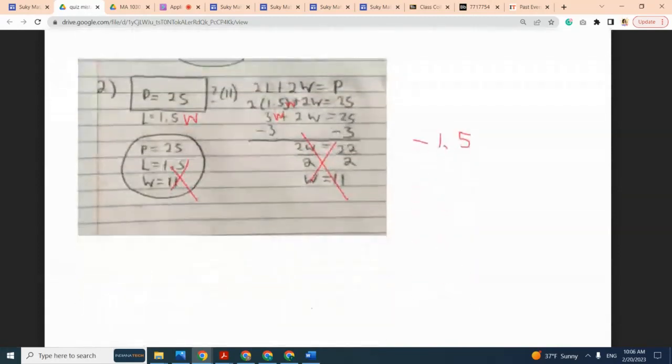And then here the mistake is length is 1.5 times width. It's not 1.5, okay? It's 1.5 times width. Therefore here is 3 width plus 2 width, altogether gives us 5 width. Okay, so yeah, that's the mistake. Okay, and these are the 2 kinds of mistakes. Any questions on quiz 2?